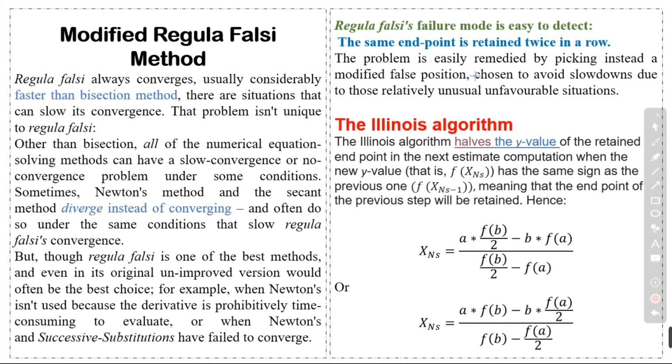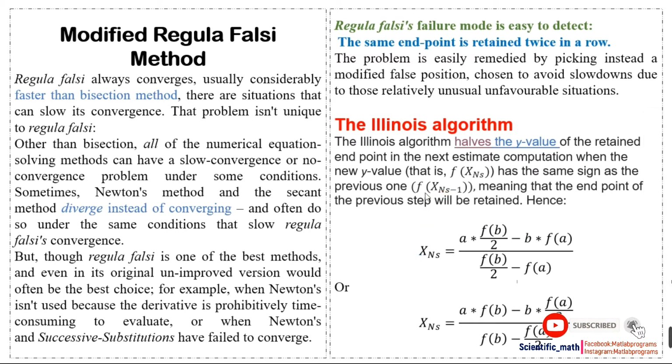The problem is easily remedied by picking instead a modified false position chosen to avoid slowdowns due to relatively unusual unfavorable situation. This is the modification in Regula Falsi method, the Illinois algorithm. The Illinois algorithm halves the y value of the retained endpoint in the next estimate computation when the new value y, that is f of xn, has the same sign as the previous one, meaning that the endpoint of the previous step will be retained. And hence we use these two formulas for next estimation.